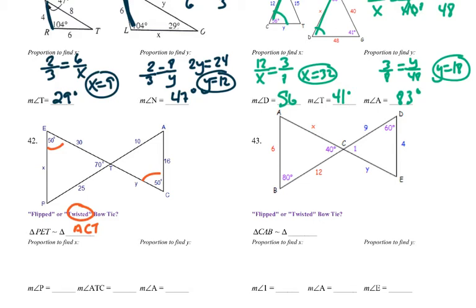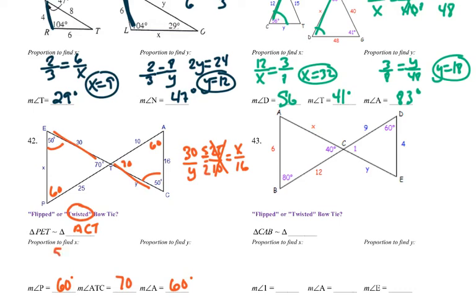So my angles here, I've got an angle in the middle, that's the bow tie. Those add up to 120, so that leaves me 60 left for angle P and angle A. If I want to write all the proportions, it's a twisted one. So the 30 goes with the y, the 25 goes with the 10, and the x goes with the 16. I can reduce 25 over 10 to 5 over 2. So 5 over 2 equals x over 16, x is 40. 30 over y equals 5 over 2, y is equal to 12.